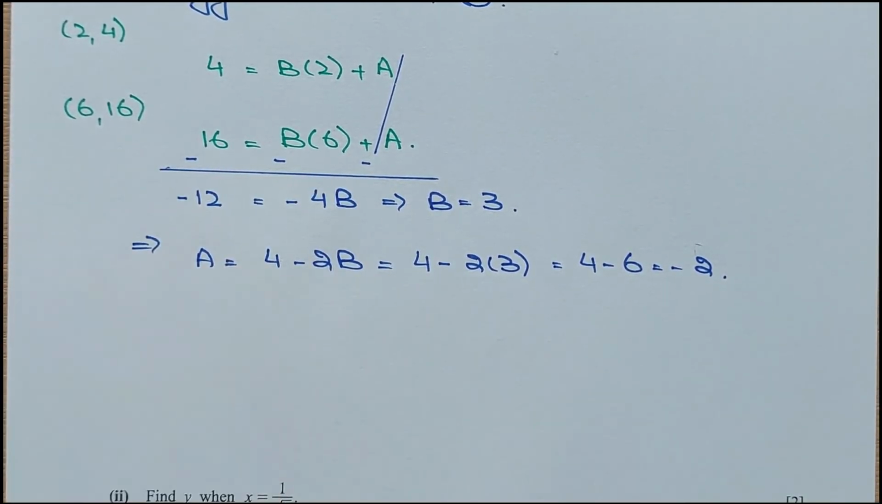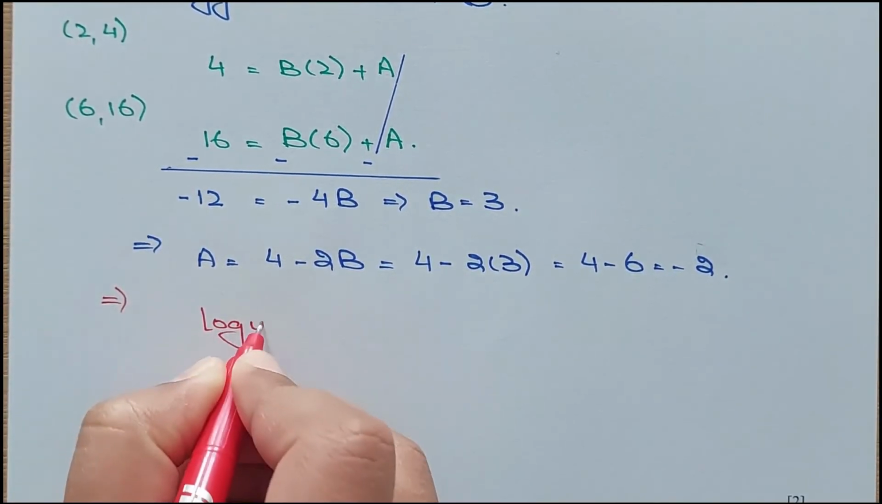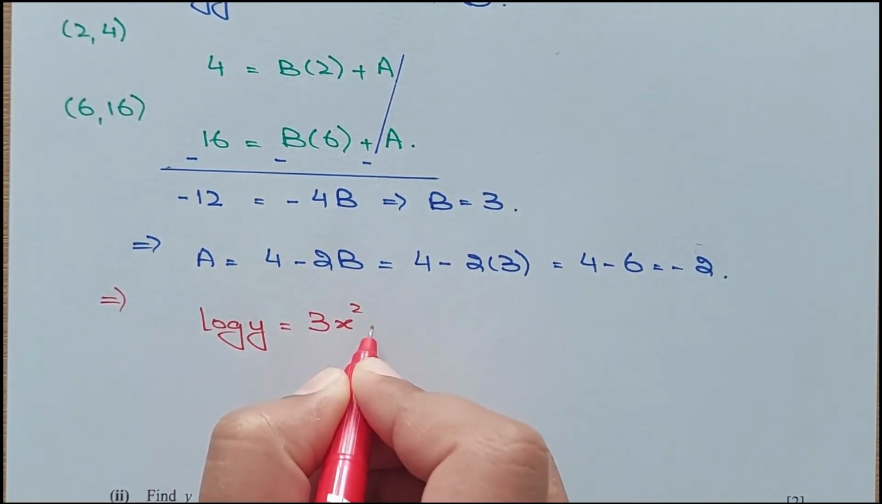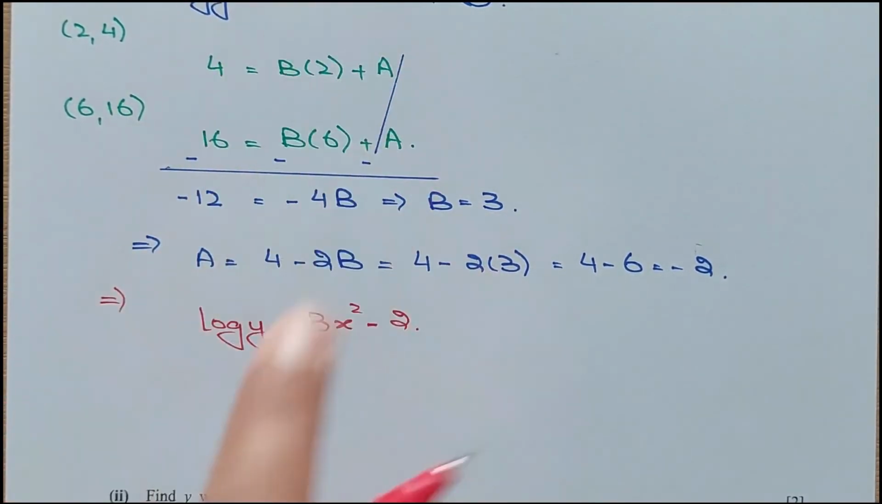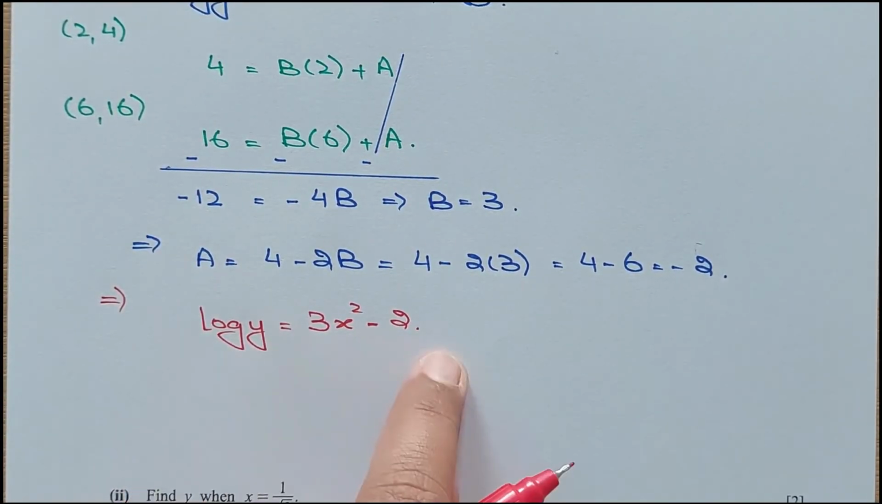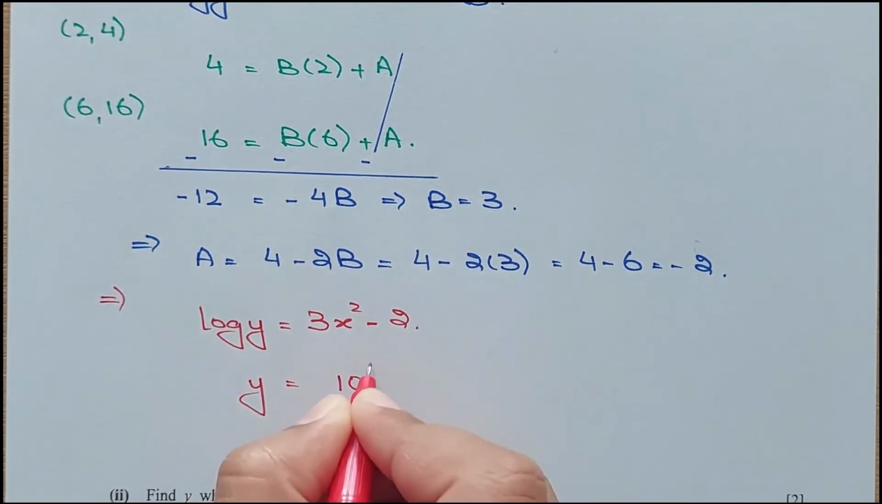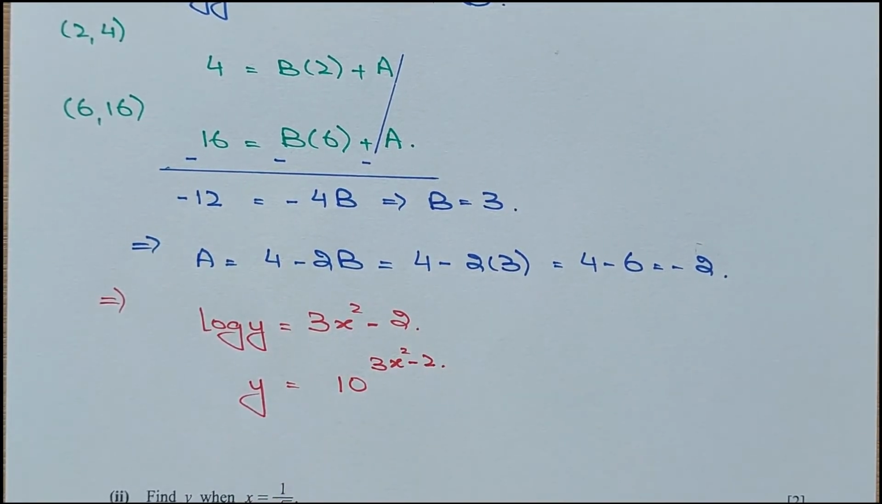Now let me substitute it back into the equation and we have log y equals b, which is 3, x squared plus a, which is minus 2, right? But we have to show this, so converting this log into exponential form. This is base 10, so y equals 10 to the power 3x squared minus 2, right?